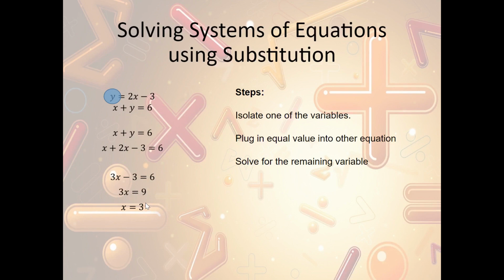Now I need to find the y coordinate. So I'm going to plug it into one of the equations. It doesn't matter which one. I'll use this one, x plus y equals 6. But x is really 3, so I'm going to plug in 3 for x and then solve for y. So I'm going to subtract 3 from both sides, and I get y is equal to 6 minus 3 is 3. So when x is 3, y is 3, and that's the solution for both of the equations.